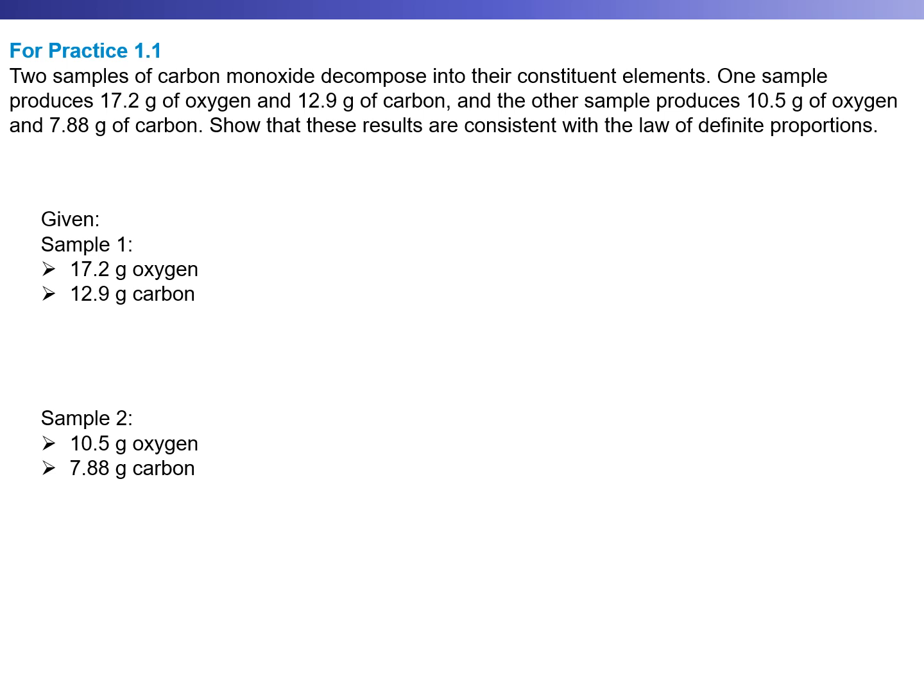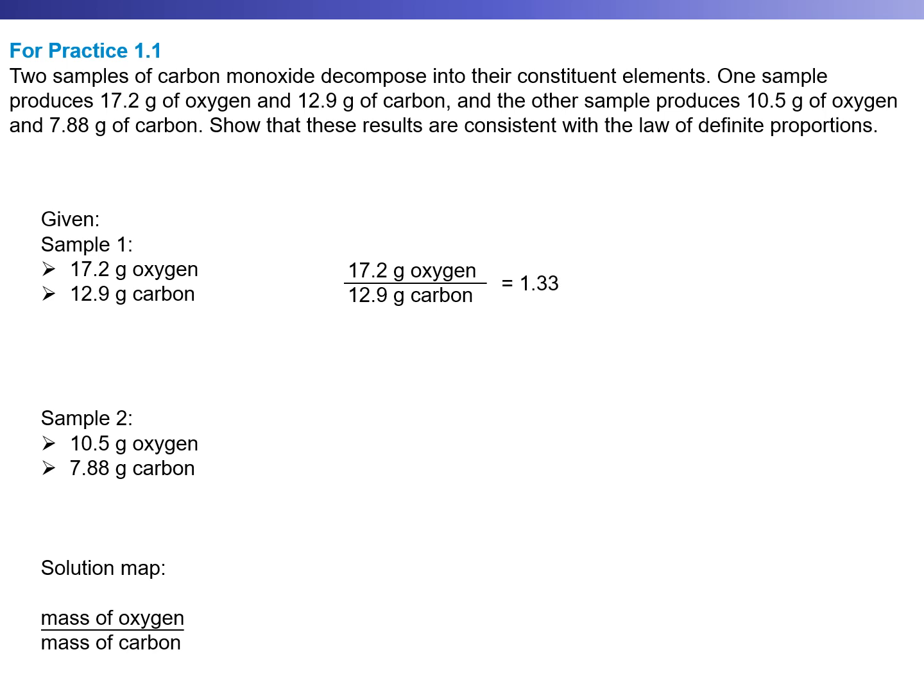So how do we do that? Well, the thing that we want to do is we want to take the mass of oxygen and the mass of carbon dioxide. We're going to divide the carbon dioxide into the oxygen and use that as the basis for our ratio, because that's basically what we're looking for. So in our first example, we're going to take the oxygen and we're going to divide it by the carbon. So we're going to take 17.2 grams and divide it by 12.9 grams. And the value that we get is 1.33.